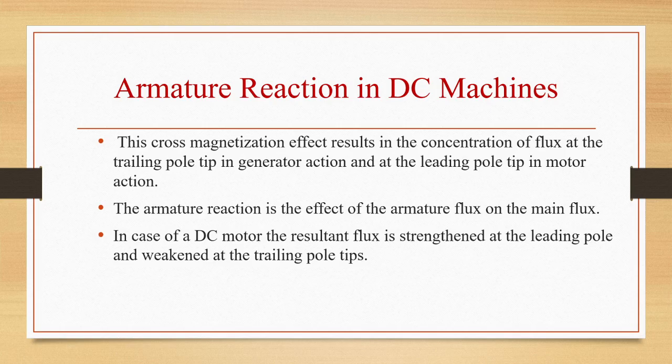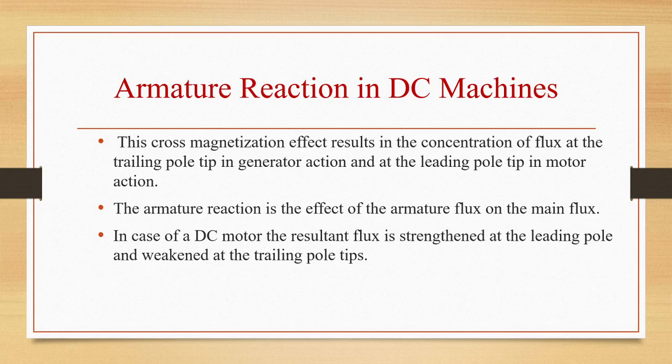So what is armature reaction now? Everyone has understood what main flux and armature flux are. Main flux is the flux created by the main poles, whether it is a 4-pole, 6-pole or 2-pole machine, whatever the number of poles. The flux created by the armature is called armature flux. So the effect of armature flux on main flux is called armature reaction. In a single line we can explain what armature reaction is, and I think it is understood by everyone.